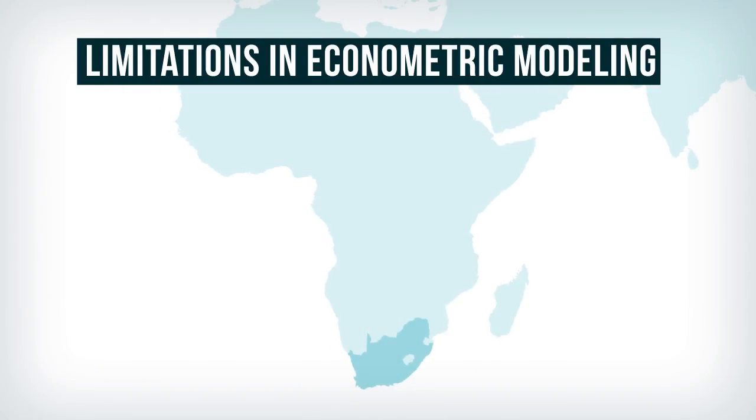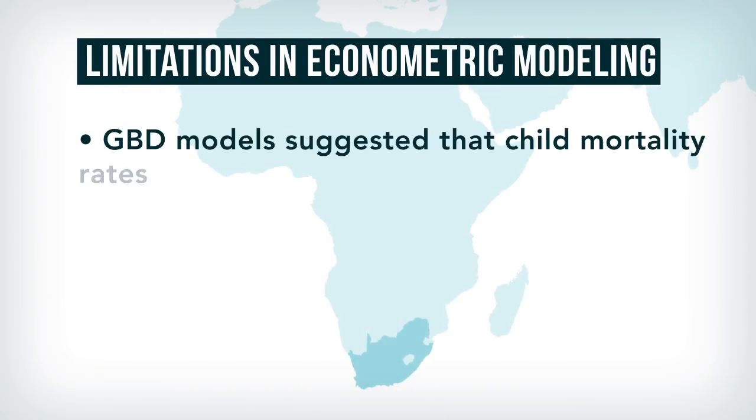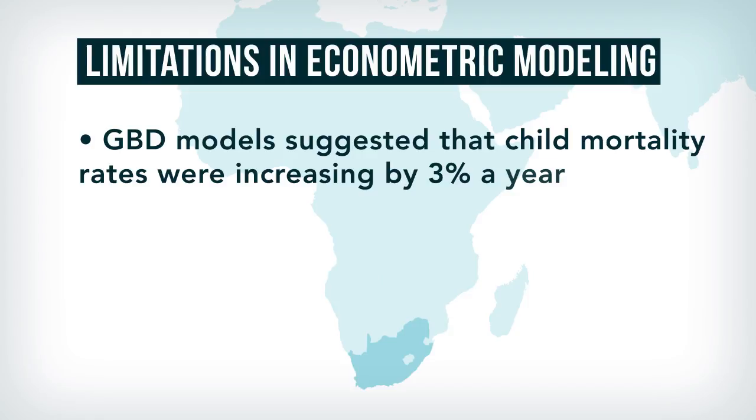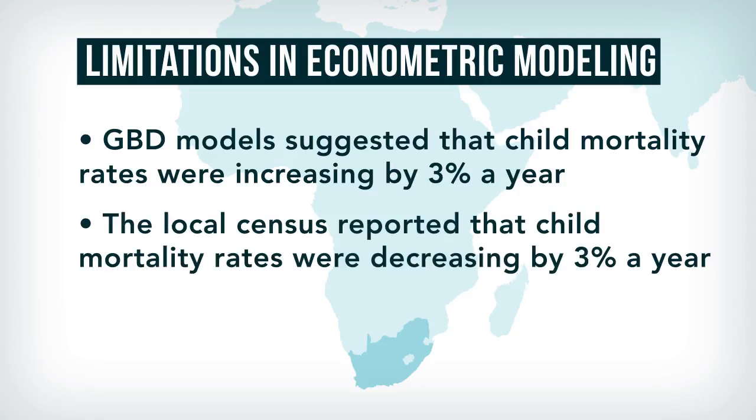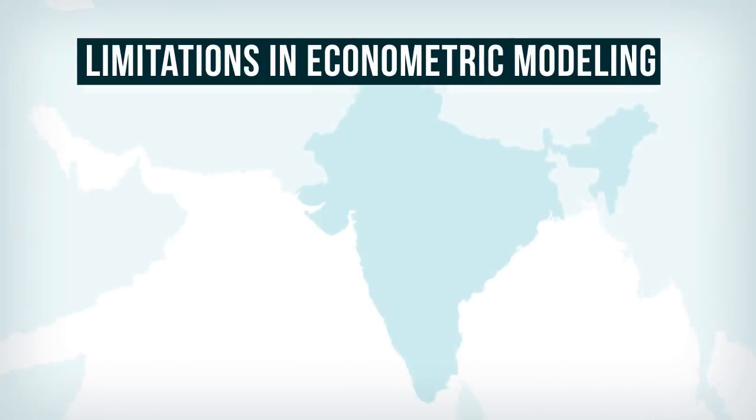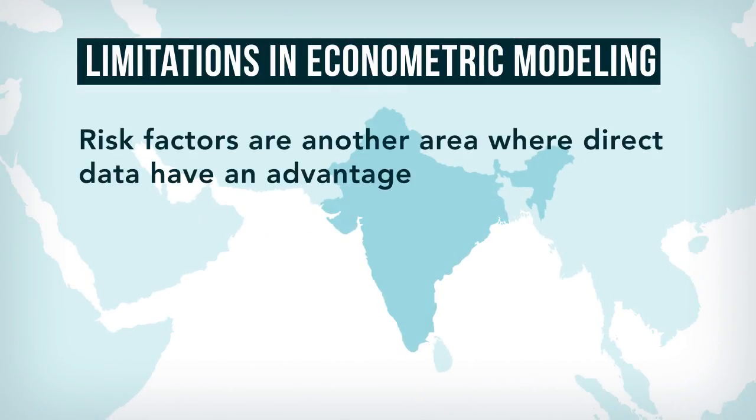A similar scenario arose in South Africa, where the GBD models suggested that over the last decade or so, child mortality rates per 1,000 live births were increasing by 3% a year. The local census officials and statistical departments replied that no, the child mortality rates per 1,000 live births were decreasing by 3% a year. Risk factors are another area where direct data have an advantage.